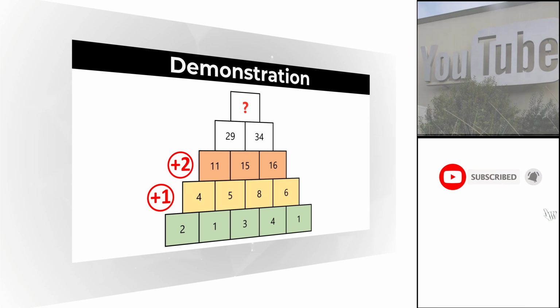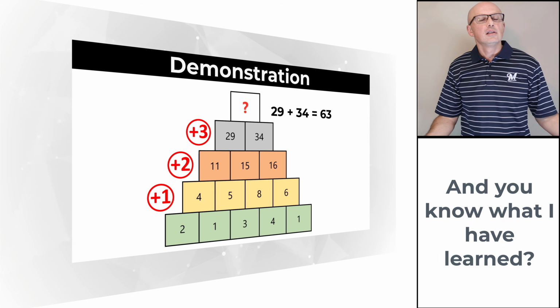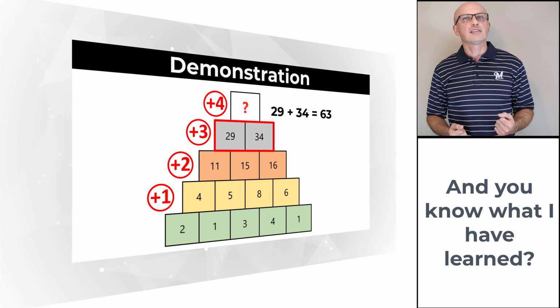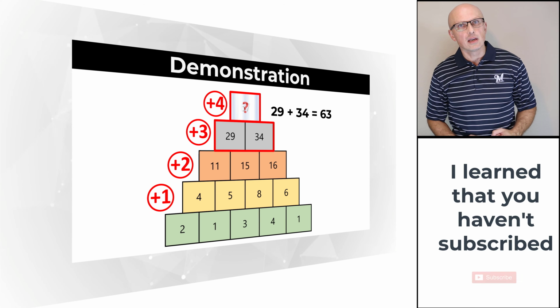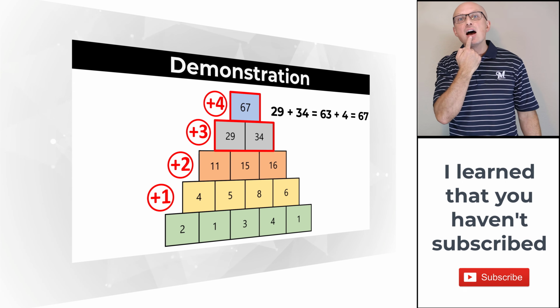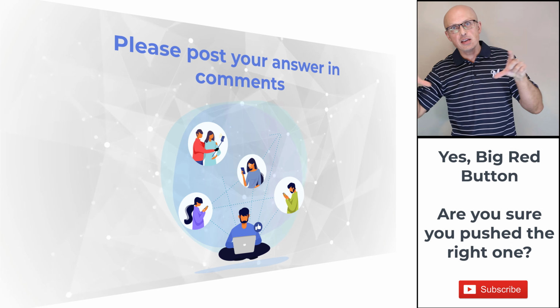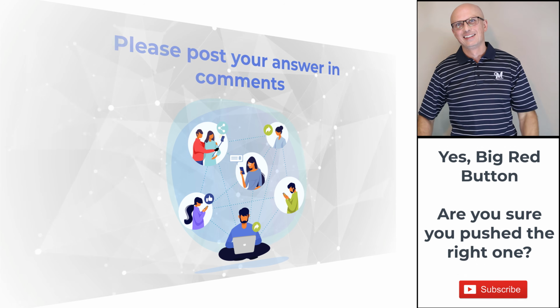Based on this information, the missing value can be calculated as 29 plus 34 plus the value of the increment, which would be plus 4, which equals 63 plus 4, which equals to 67. So the correct choice here is choice C, 67. Hopefully you've nailed this question on your own and now know how to answer similar problems in the test.